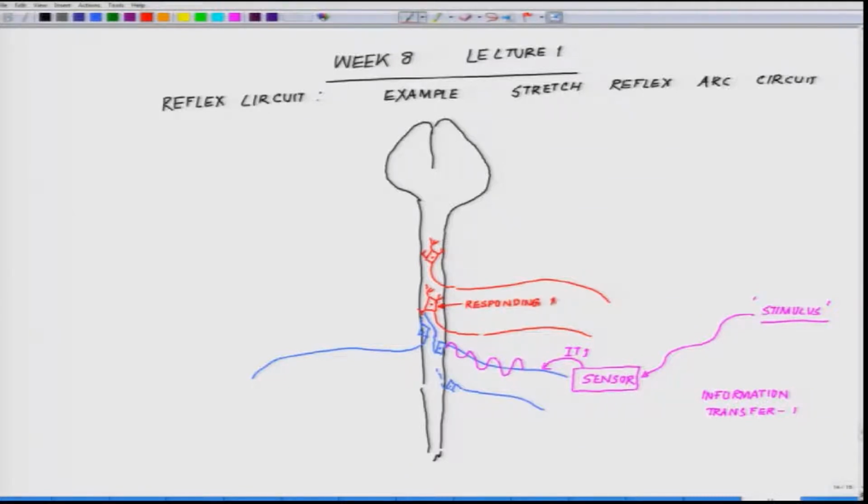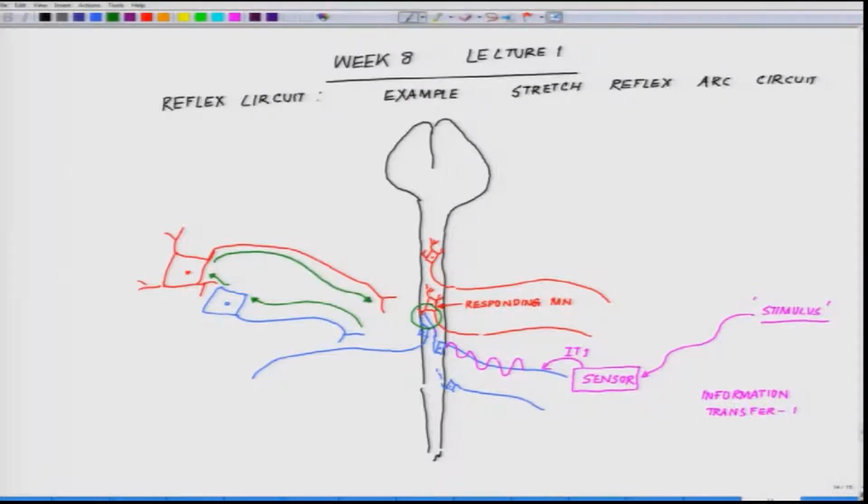MN stands for motor neuron, right? So the responding motor neuron is directly synapsing upon it. If I were to blow up this location, it will look something like this. In blue, you have the sensory neuron, and in closest proximity, in the ventral horn, sits the motor neuron cell body with its axon like this, and its dendrite sitting like that. Here is the major axon. So here comes the signal. Here the signal is transmitted. Here the signal is brought back. Okay, so information transfer 1.